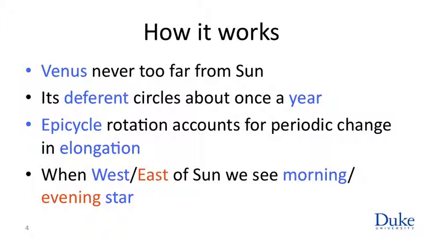The way that's arranged in a Ptolemaic model is that the deferent for Venus moves at about the same rate as the sun does. In other words, the deferent orbits the Earth once a year, and then the epicycle rotation around that, which is not too large, accounts for the periodic change in elongation. In other words, the distance in right ascension between the sun and the planet. And Ptolemy builds in tilts, and the model, as I said, is somewhat elaborate. But at the end of the day, it's a successful mathematical model.